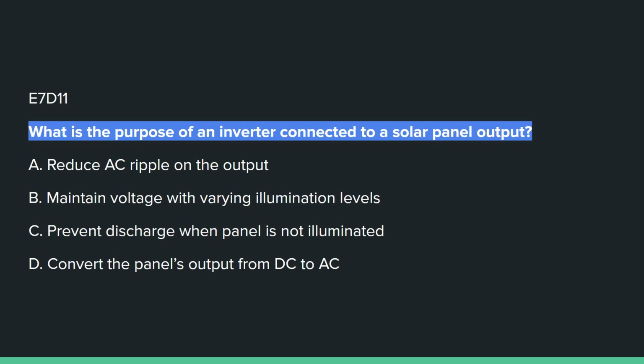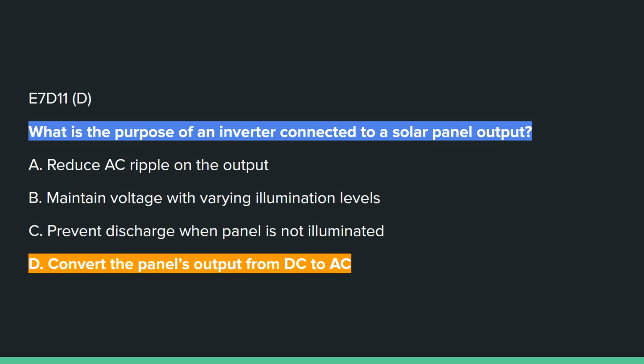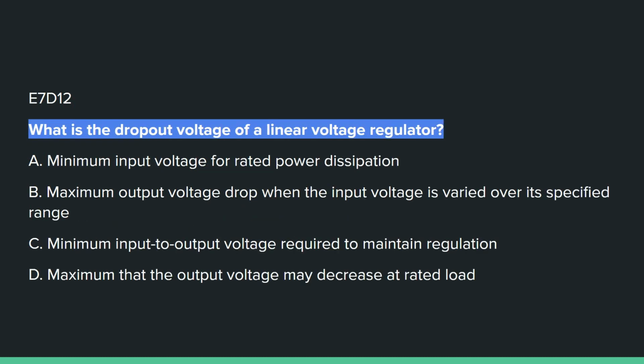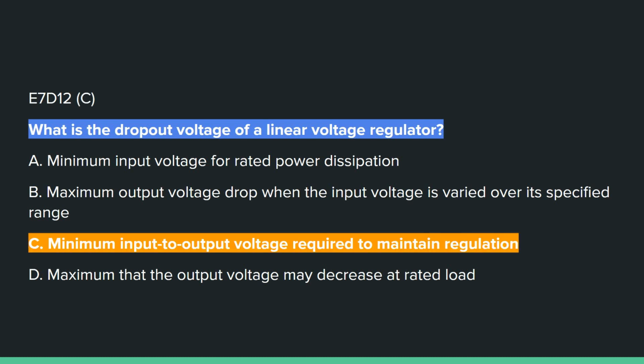E7D11, what is the purpose of an inverter connected to a solar panel output? D. To convert the panel's output from DC to AC. E7D12, what is the dropout voltage of a linear voltage regulator? C. Minimum input to output voltage required to maintain regulation.